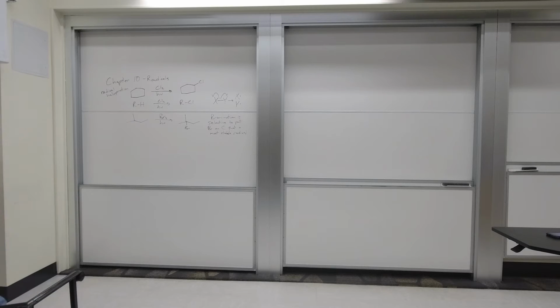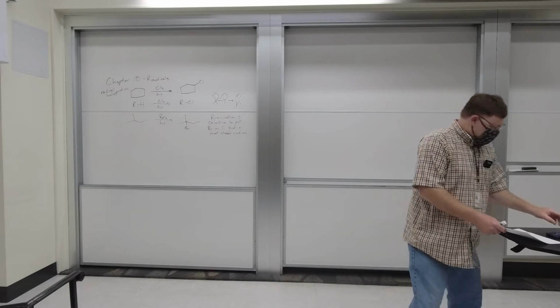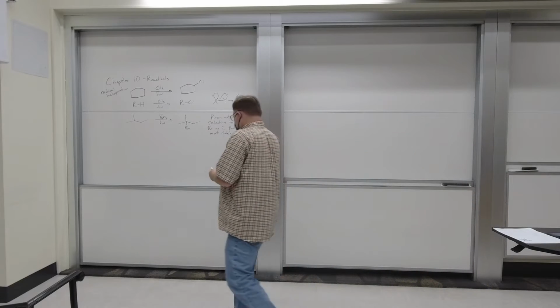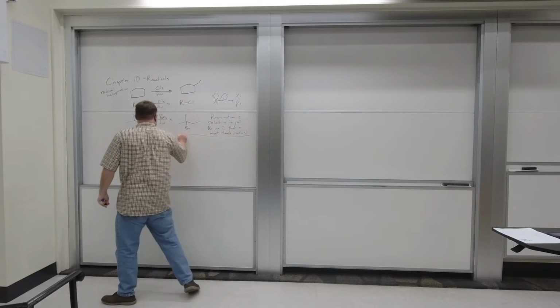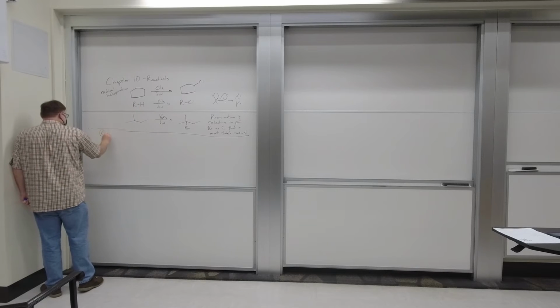So if you use bromine, the bromine selectively goes on the carbon that would form the most stable radical. And at this point, it'd be fair for you to say, well, I have no idea what makes for a stable radical. Fortunately, you do know what makes for a stable cation.